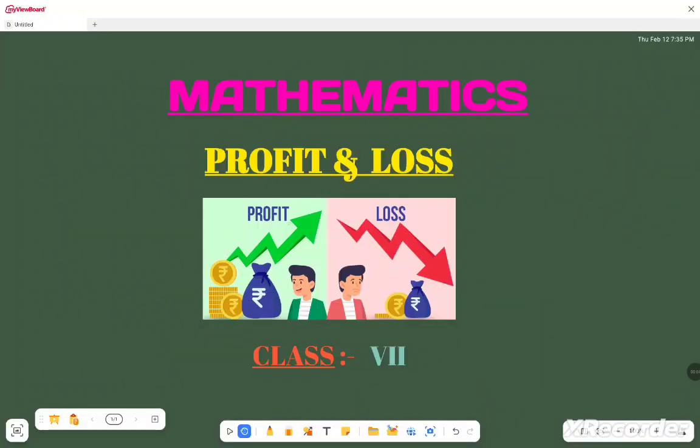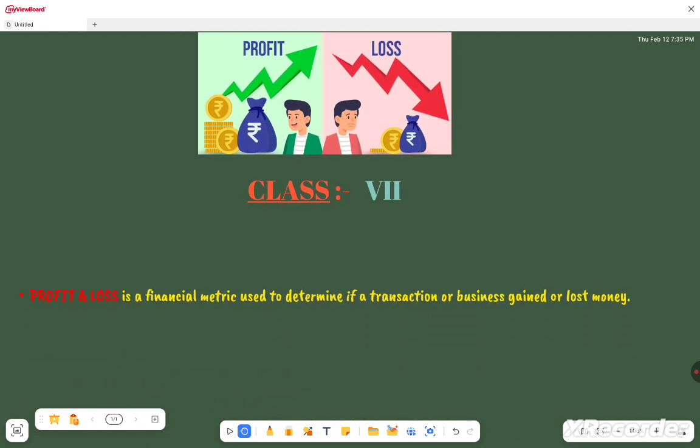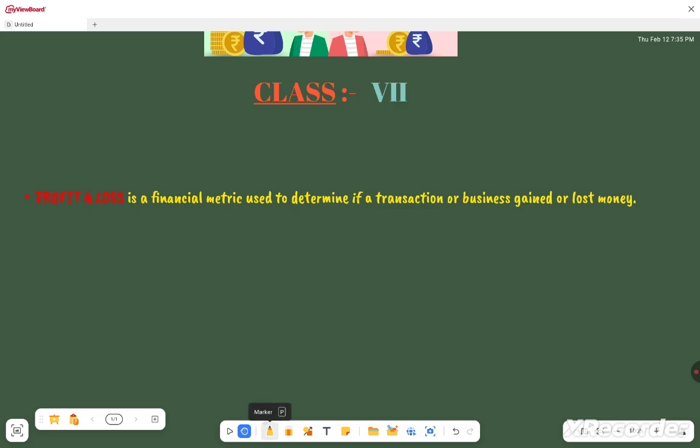So today we are going to learn about one of the important topics from your math syllabus, and that is profit and loss. This profit and loss is not only important for your syllabus and your exam, but in your daily life also you come across this concept. So let's learn. Now first, let's discuss what is profit and loss.